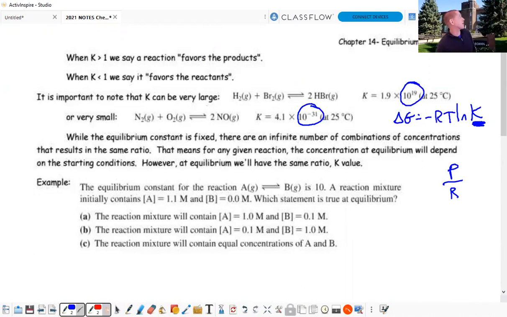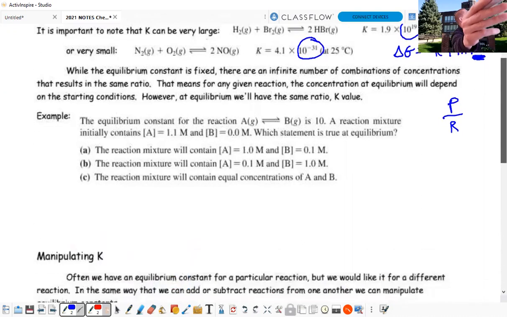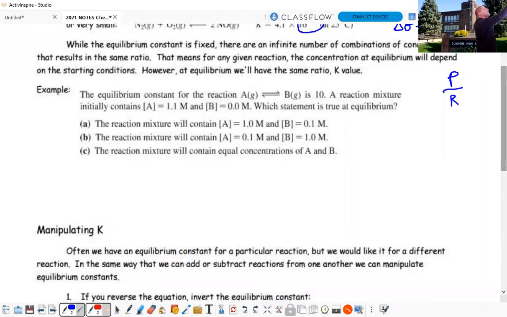All right, so when the equilibrium constant is fixed, there's an infinite number of combinations of concentrations that will give you the same ratio. However, at equilibrium, we will have the same ratio as the K value. So the K value is always going to be the same. So the equilibrium constant for the reaction A in equilibrium with B, K is equal to 10.